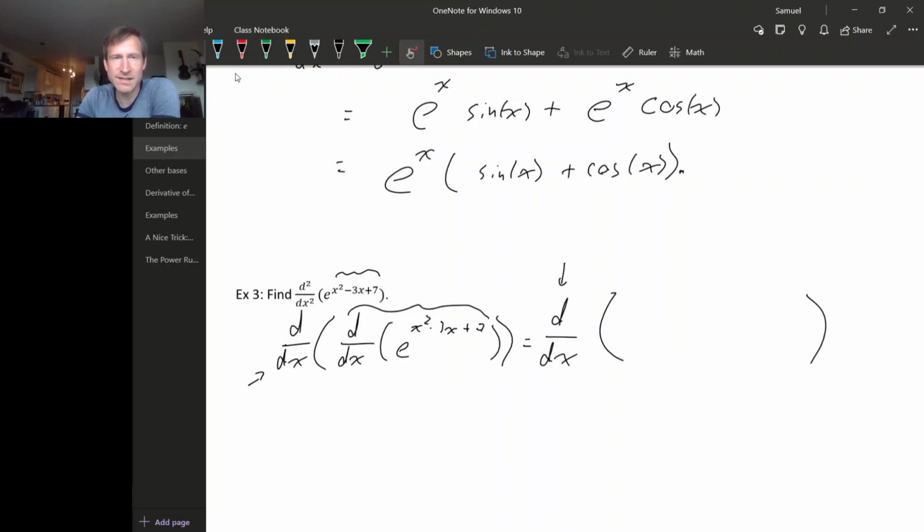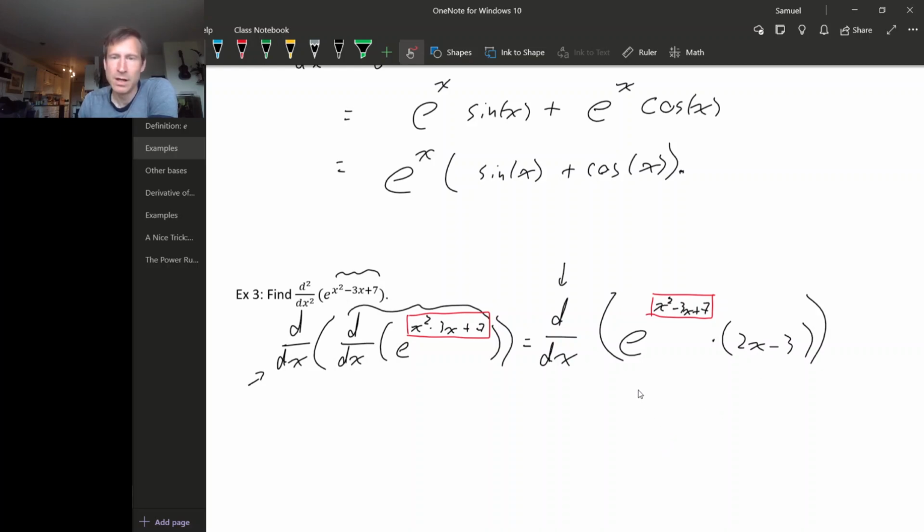So it's e to the something, right? So we have to use the chain rule. The derivative is e to the same thing times the derivative of the stuff inside. The stuff inside is x squared minus 3x plus 7. Now, chain rule says we have to multiply by the derivative of the stuff inside, and that's 2x minus 3.